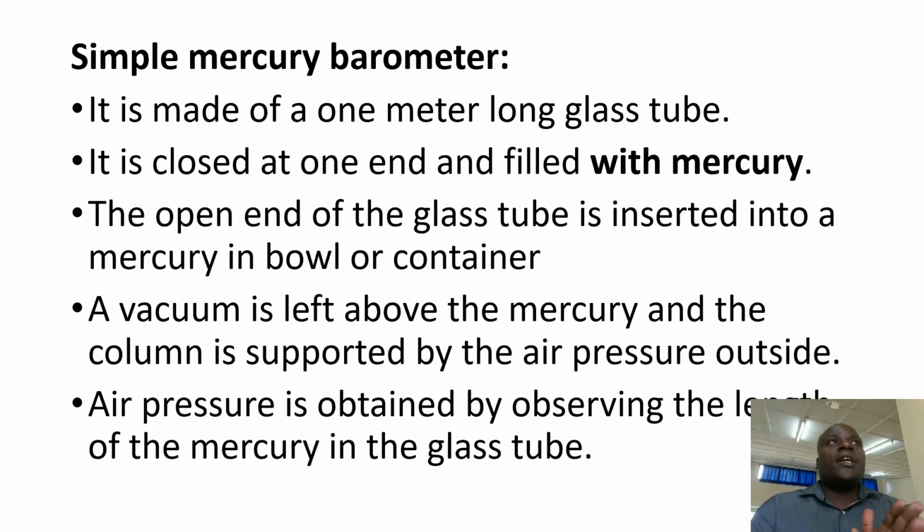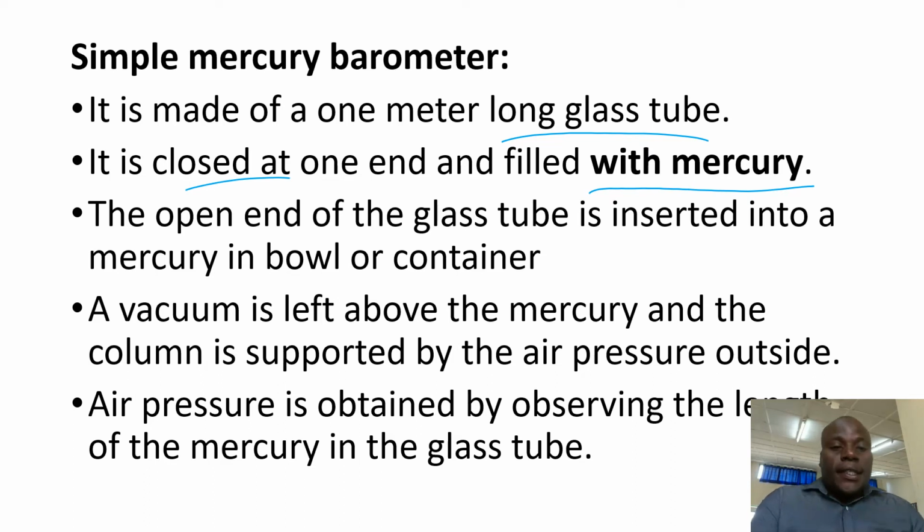Let us now explain briefly how we measure and record atmospheric pressure using a simple mercury barometer. A simple mercury barometer is made up of a 1 meter long glass tube. This glass tube is closed at one end and open at the other end. It is filled with mercury. This is very important: the glass tube, which is closed at one end and open at the other end, is filled with mercury, not water, not alcohol.